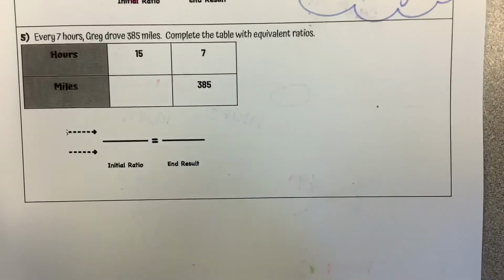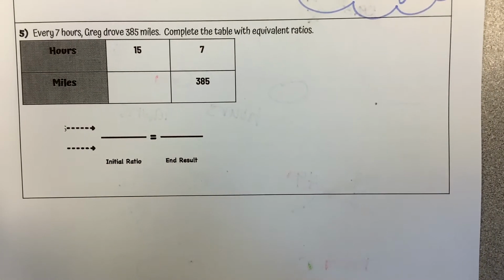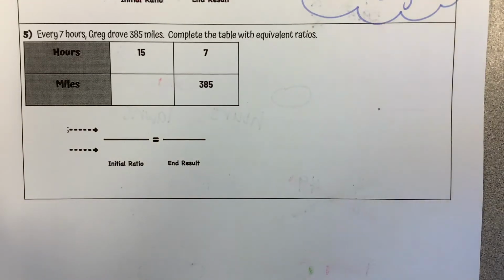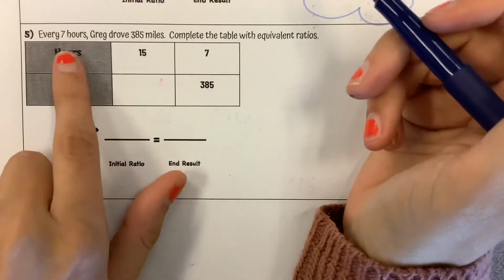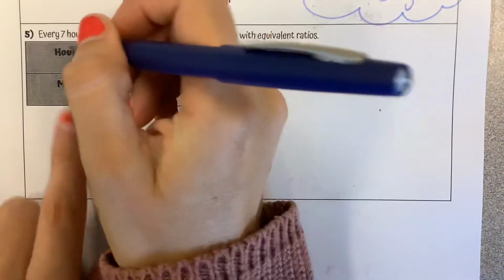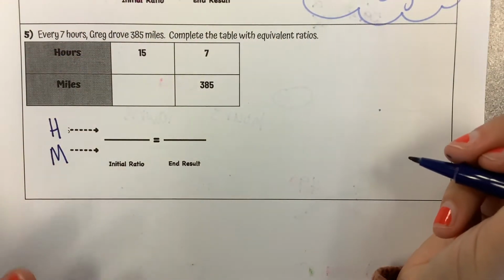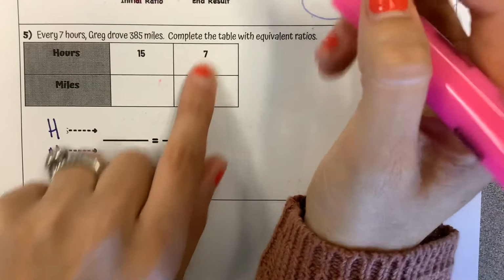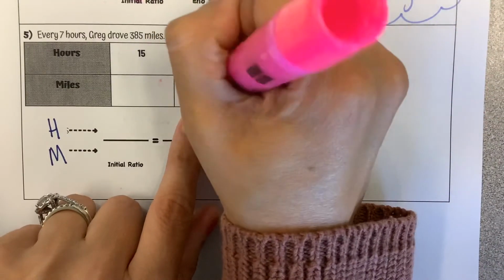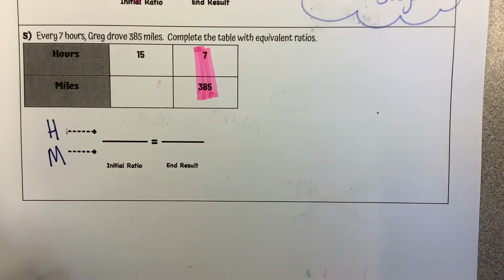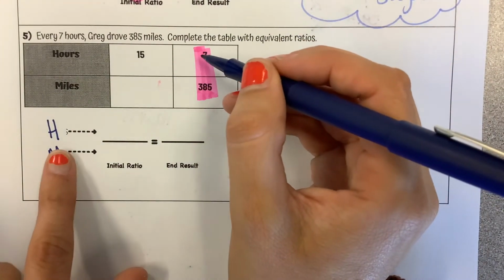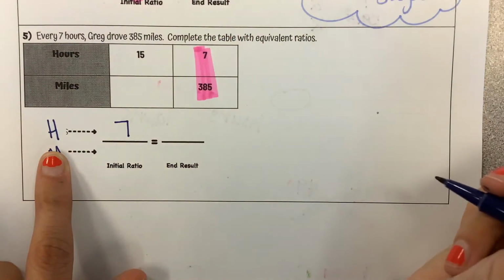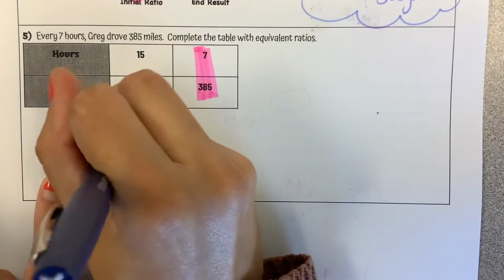All right, last one. Every 7 hours, Greg drove 385 miles. Complete the table with equivalent ratios. So our 2 units that are given to us, hours and miles. I'm going to put hours on top, H. I'm going to put miles, M, on the bottom, okay? And then looking for the initial ratio, where it gives me both values is this column right here, the 7 and the 385. So I'm gonna plug in 7 goes with hours on top. The 385 goes with miles on the bottom.